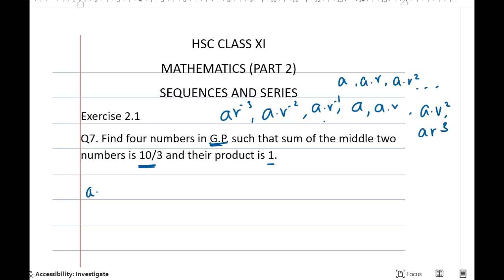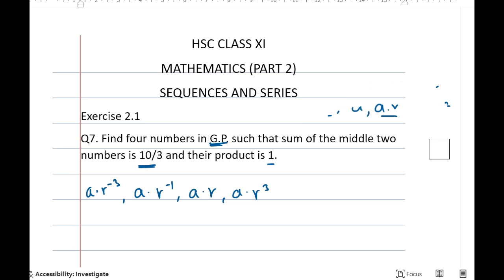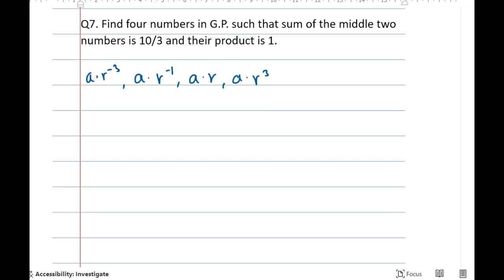You have to choose 4 terms which will be symmetric. So you'll take 1, 2, 3 and 4. Alright. So your symmetric terms here will be A into R to the power minus 3, comma, A into R to the power minus 1, comma, A into R, comma, A into R cube. Okay. So let's get rid of the not so important things here. So these are your 4 terms that you have considered to be in a GP.